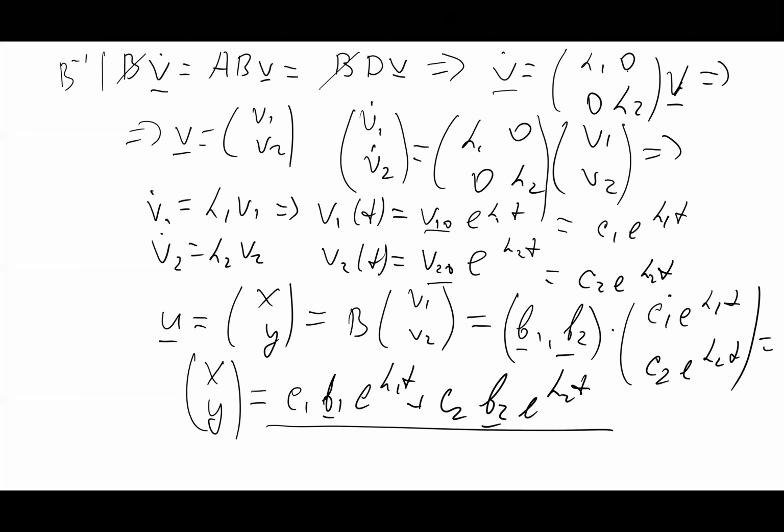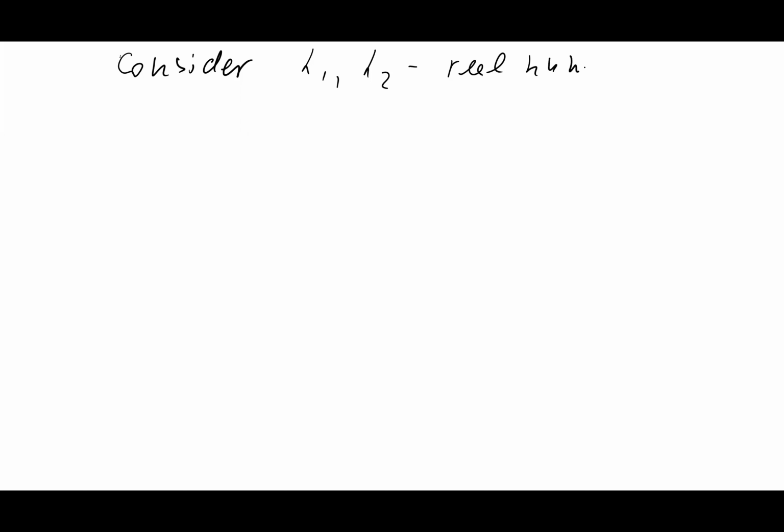So based on this result, we can make statements about stability of equilibrium 0, 0. What we see is, if lambda 1 and lambda 2 are both negative, then x tends to 0 and y tends to 0. For now, we consider the case when lambda 1, lambda 2 are real numbers.